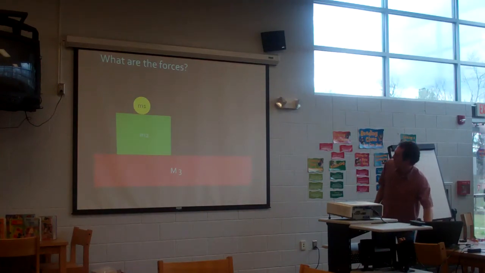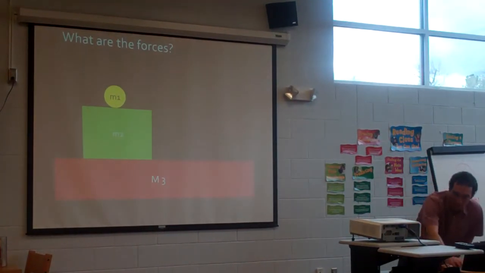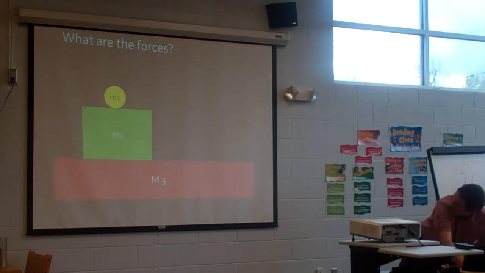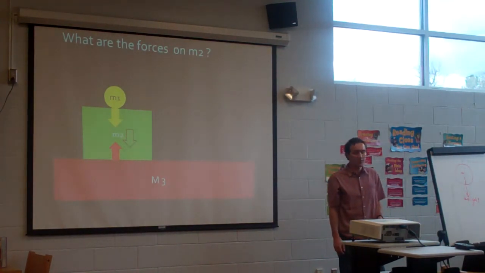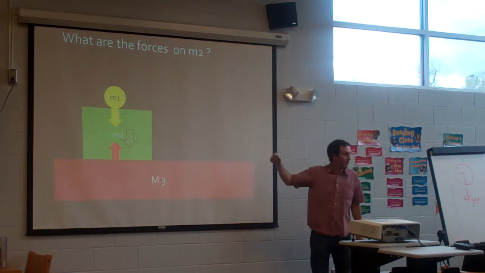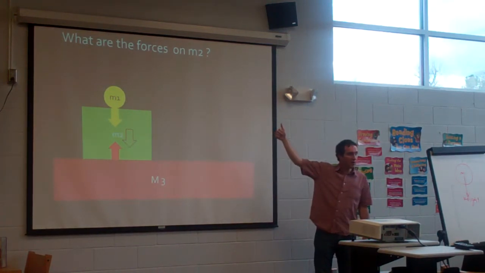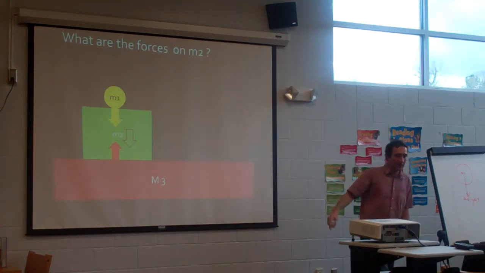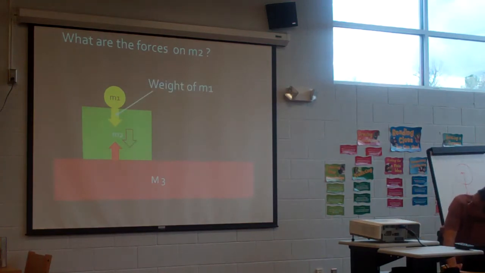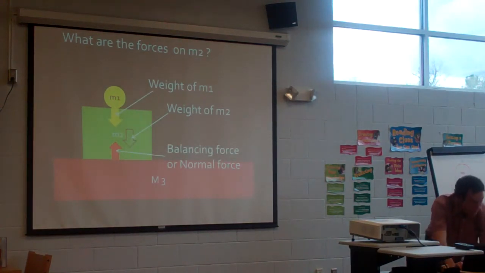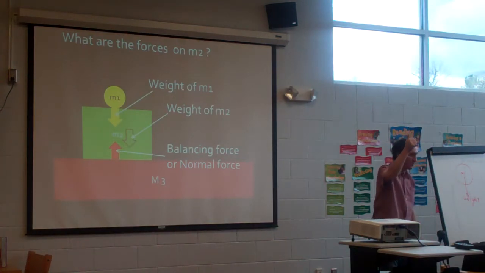So from M2's perspective, there's sort of three different forces here. There's the weight of M1, there's the force of the ground pushing up, and there's its own weight, okay? So there's the weight of M1, the weight of M2, and the balancing force, or normal force. You can just think of it as the balancing force from the surface.